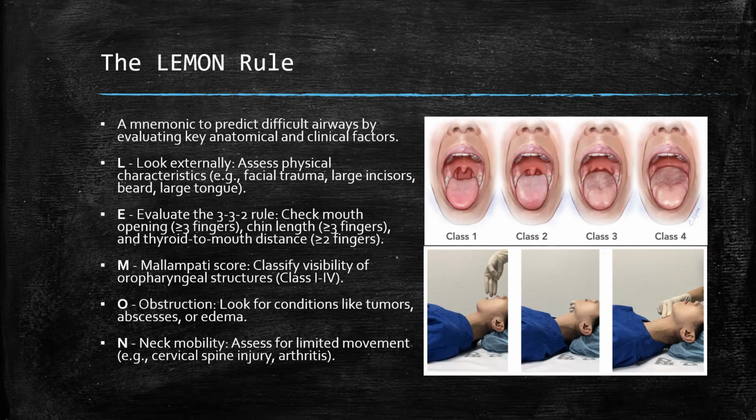Class 1. Soft palate, uvula, fauces, and pillars visible. Class 2. Soft palate, uvula, and fauces visible. Class 3. Soft palate and base of uvula visible. Class 4. Only hard palate visible. Higher scores, 3 or 4, indicate less visibility and a greater likelihood of intubation difficulty.